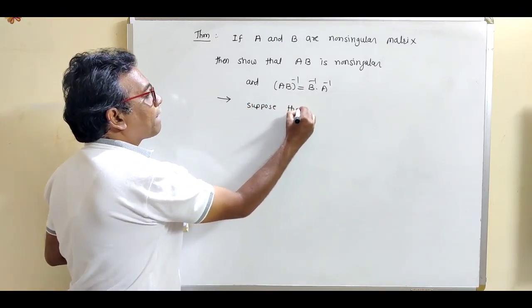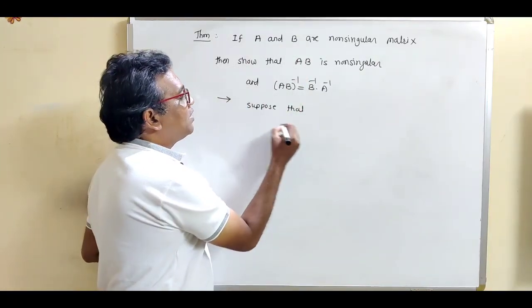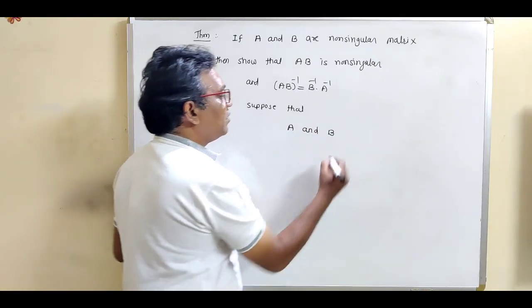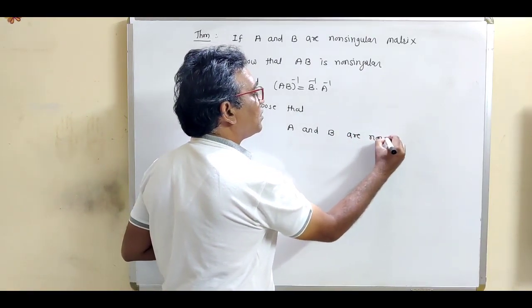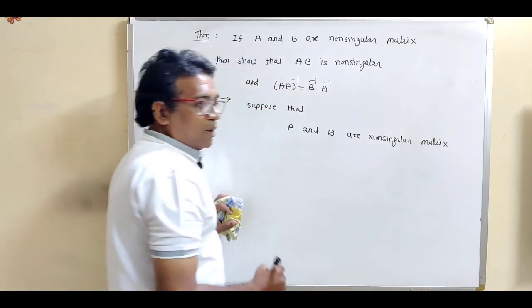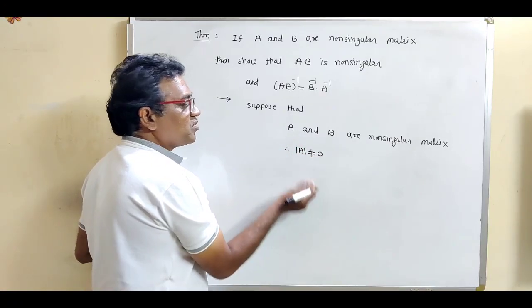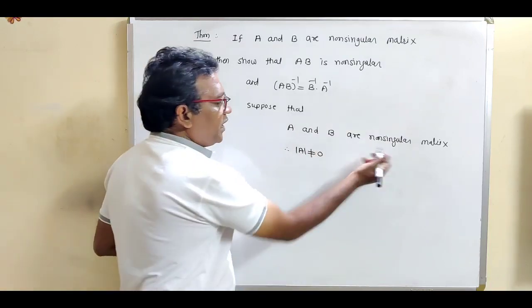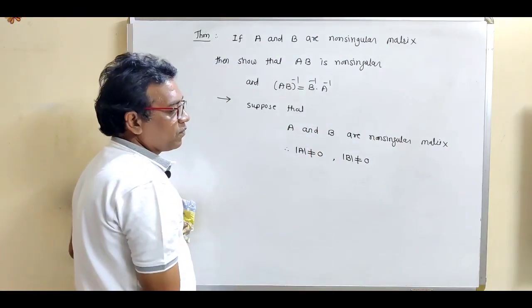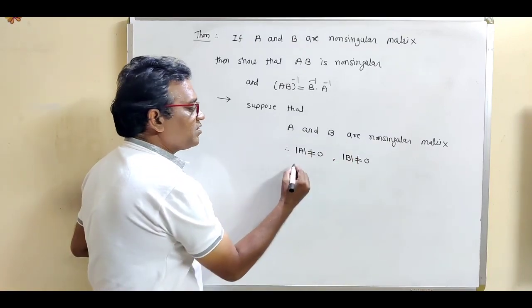Suppose that, now what is given? We are given that A and B are non-singular matrices. So suppose that A and B are non-singular matrices. Now non-singular matrix means determinant of A is not equal to 0. This is called a non-singular matrix. B is a non-singular matrix means obviously determinant of B is not equal to 0. So determinant of A is a non-zero number. Determinant of B is a non-zero number.